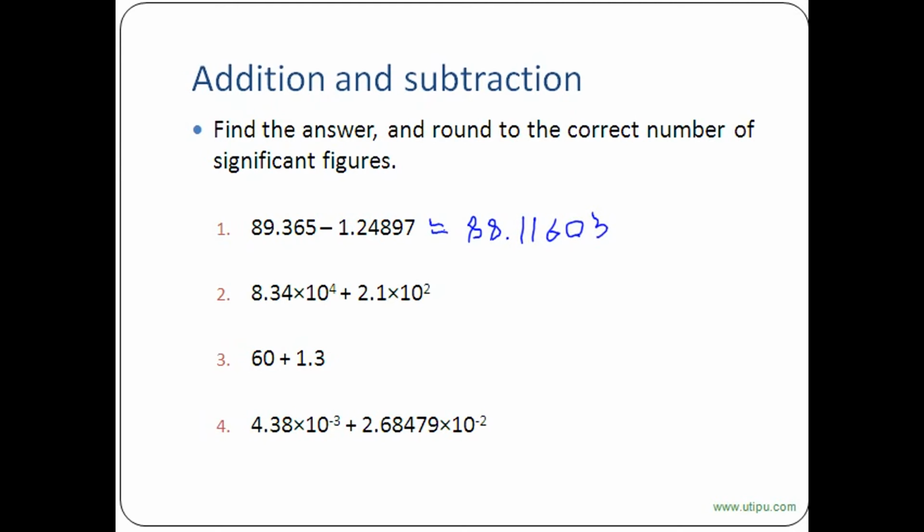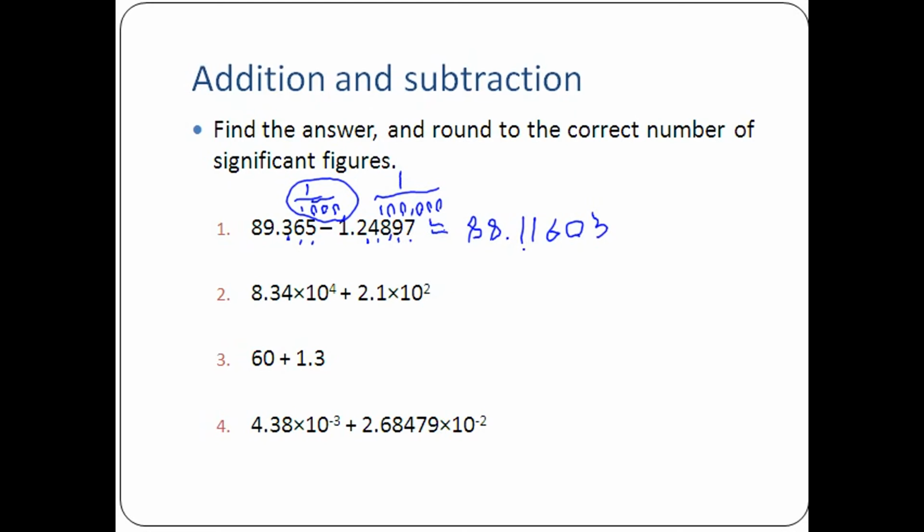We want to look at the smallest place. In this case, 89.365, we have tenths, hundredths, thousandths. So the thousandths place is where we start off for this one here. For this one right here, we have tenths, hundredths, thousandths, ten-thousandths, hundred-thousandths. Which one is going to be less precise? Well, the less precise one is going to be the thousandths place. So we're going to round our answer to the thousandths place.